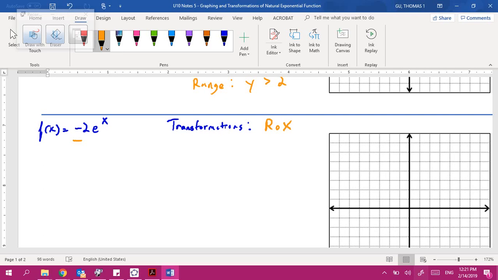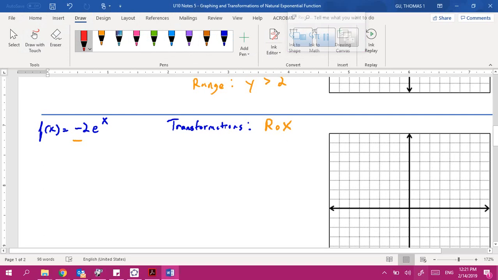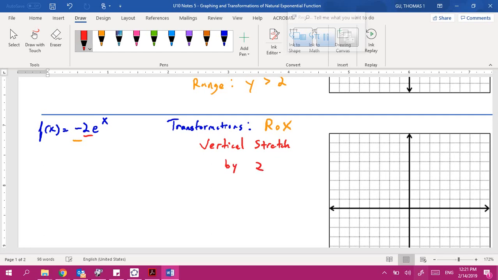And what does the 2 tell us? Yeah, it's a vertical stretch by 2. That's correct. Okay. So once again, we're going to get those parent function points, right? So x, how do I find the y values? E to the x, right? So -1, 0, 1. What are my y values? Right? 1.